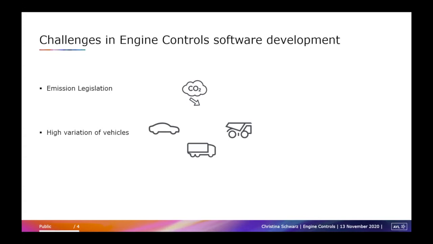Second, the same software should be applicable to a high variation of vehicles, such as passenger cars, commercial vehicles, and even construction vehicles. And third, the software should be applicable worldwide and should consider different ambient and weather conditions, traffic conditions, and other realistic variations in the operating environment. These challenges lead to a very complex software structure and an extremely high calibration effort, which is very cost intensive.